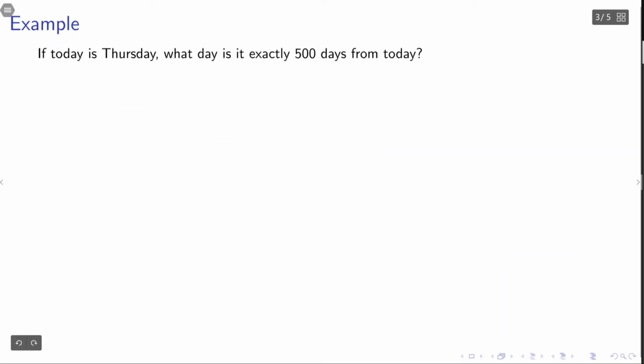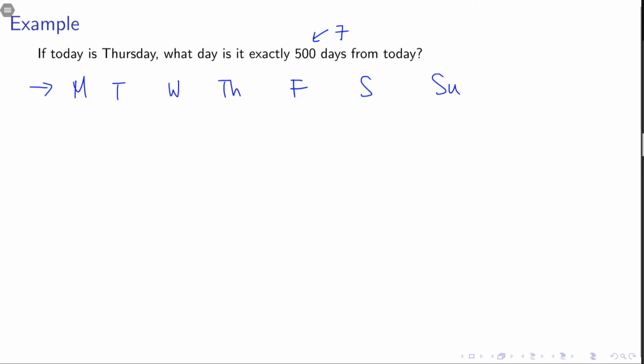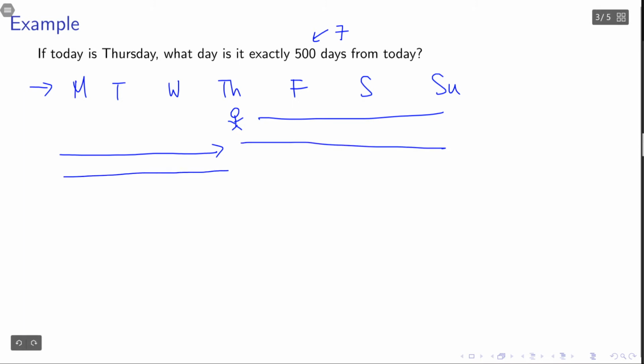Okay, for instance, if today's Thursday, what day is it exactly 500 days from today? Okay, so we're counting days of the week, right? So Monday, Tuesday, Wednesday, Thursday, Friday, Saturday, Sunday. And what you note about this is that every time you add 7 to this number, you're ending up with the same day. Because it's just the same 7 days over and over again. Right? So when you start at Thursday, for instance, 7 days from Thursday is again Thursday. 7 days from that Thursday is another Thursday. And so on and so forth.